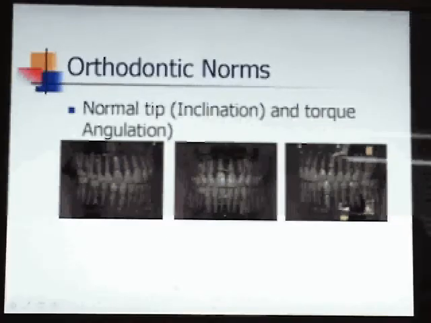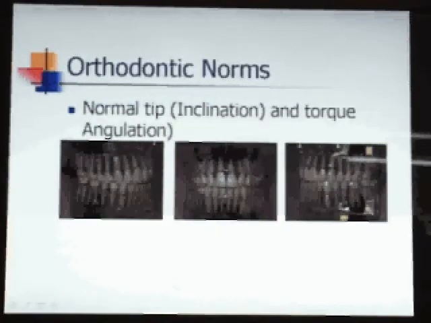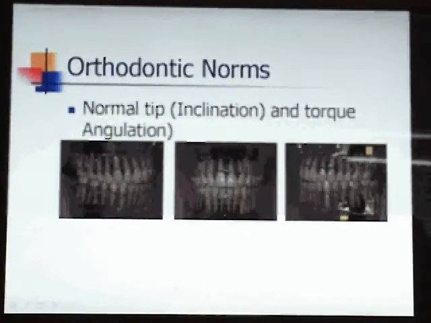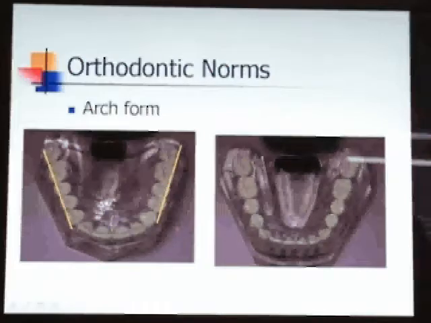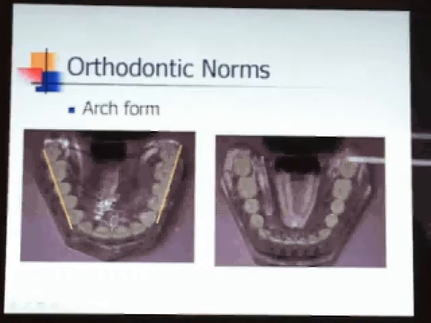Normal tip or inclination is the mesiodistal rotation of the tooth. The torque or angulation is the buccal-palatal or labio-palatal rotation of the tooth. In orthodontics, the tip and the torque is built into the bracket. So when we properly place the brackets on the teeth, the roots tip and torque into their proper orientation. In the arch form of a perfectly set up upper denture, there's a curve that runs from the cuspid to the cuspid, and then from the cuspid posterior it runs on a straight line.